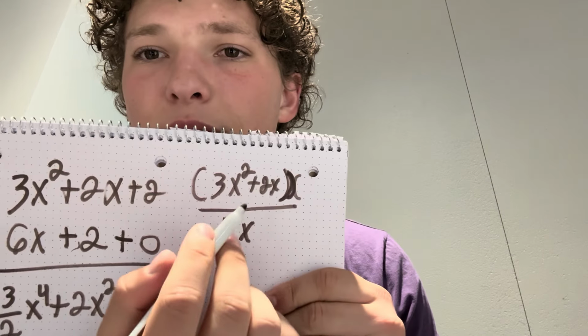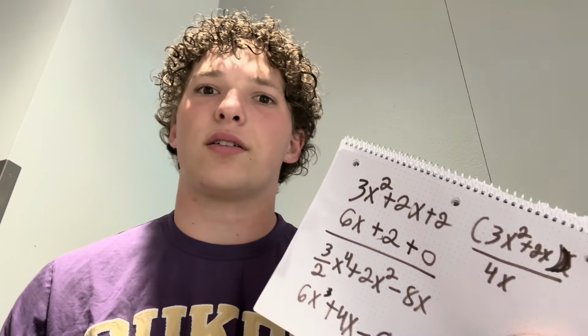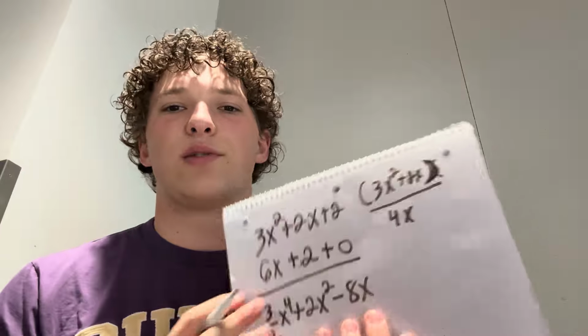Let's do one more. 3x squared plus 2x over 4x. Don't worry about this, it's just a little example. How do you take a derivative of a fraction? Again, low D high minus high D low over low low. We should know this. I'm just trying to set the base for the antiderivatives. Low D high: low, 4x, times the derivative of the high.